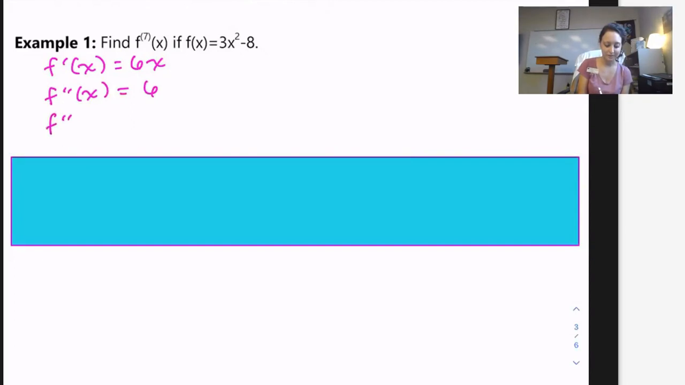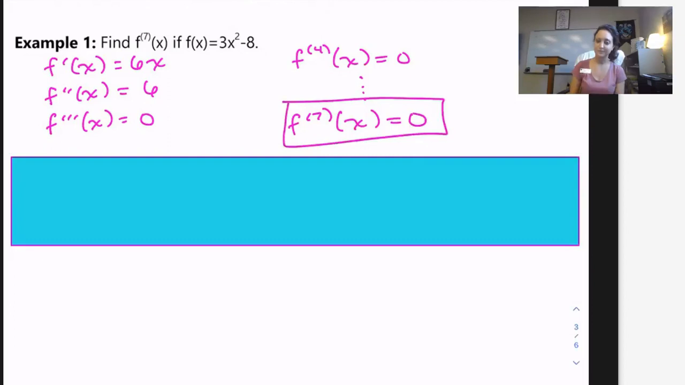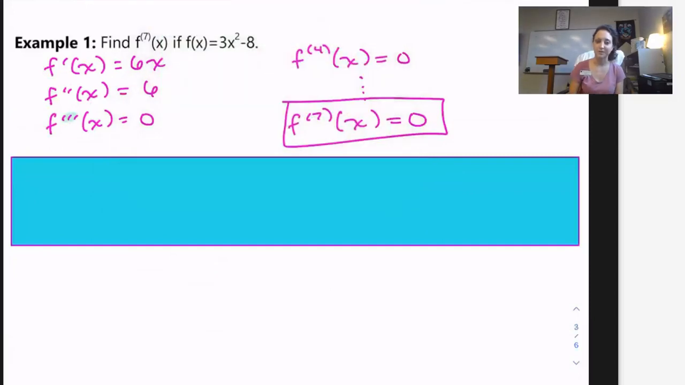Now what's the third derivative going to be? That's going to be 0, right? And then after that, the 4th derivative will be 0, and it's just going to keep going, right? The derivative of 0 is 0. So my answer is that the 7th derivative of f with respect to x is 0. All right? Now I want you to notice something. What was the first time our derivative was 0? It was when we took the 3rd derivative, correct? And why do we think that was?